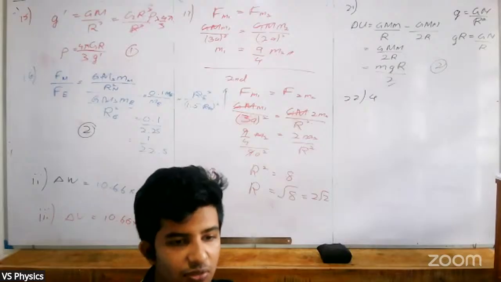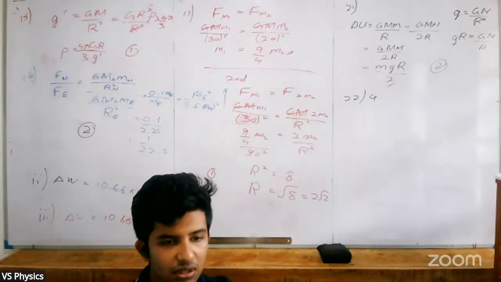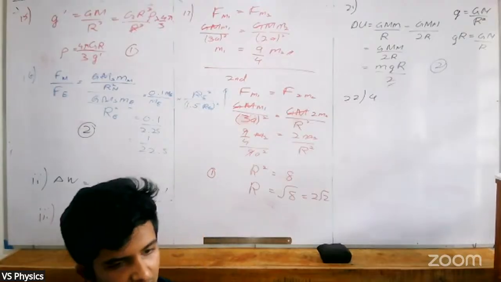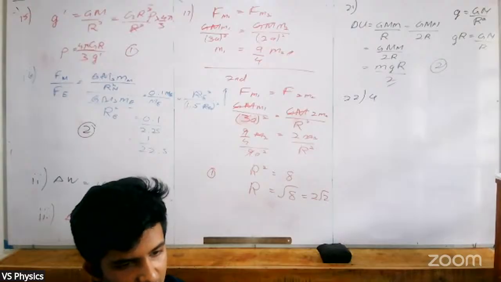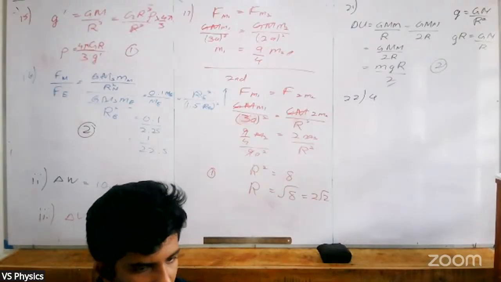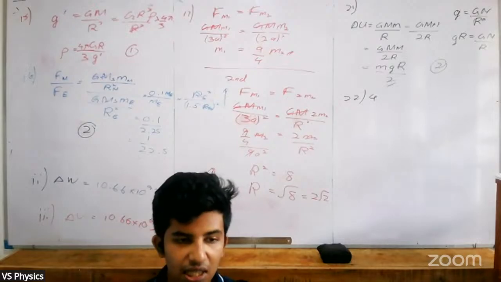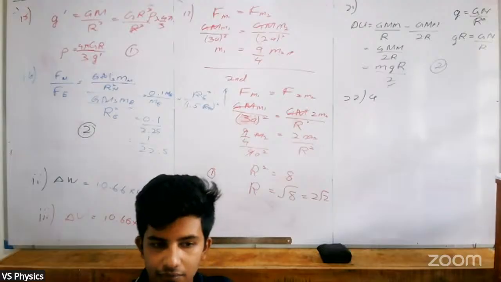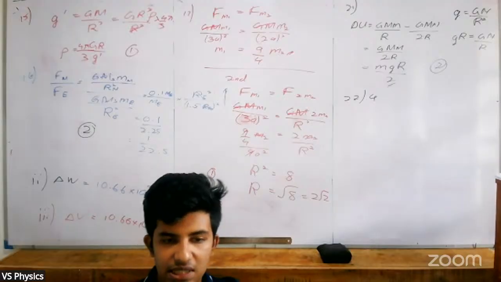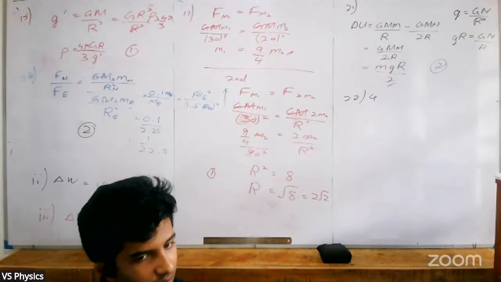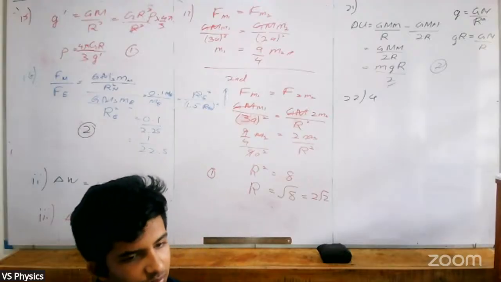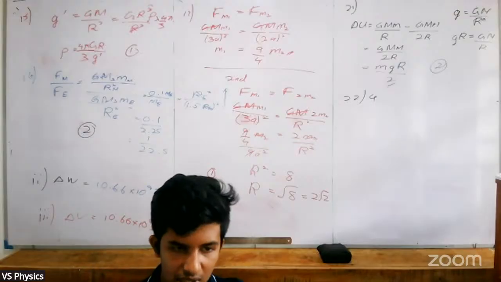23. A body is released from a height equal to the radius of the earth. Velocity of the body when it strikes the surface of the earth will be... 27. Geostationary satellite A moves in an orbit of radius r. Another geostationary satellite B with a mass twice that of A will orbit with a radius of twice that of A.